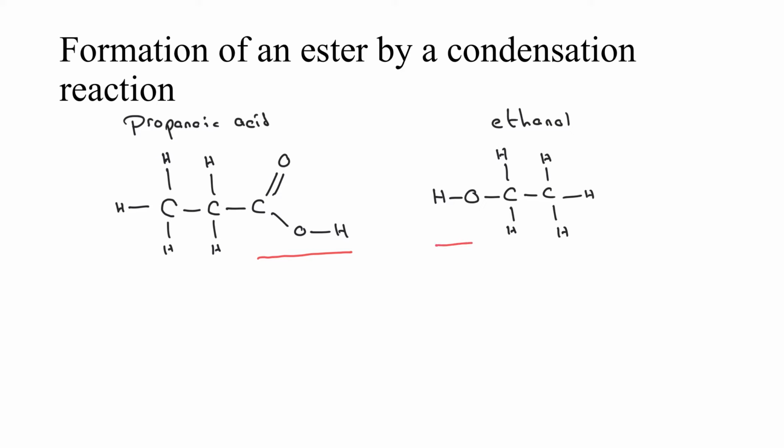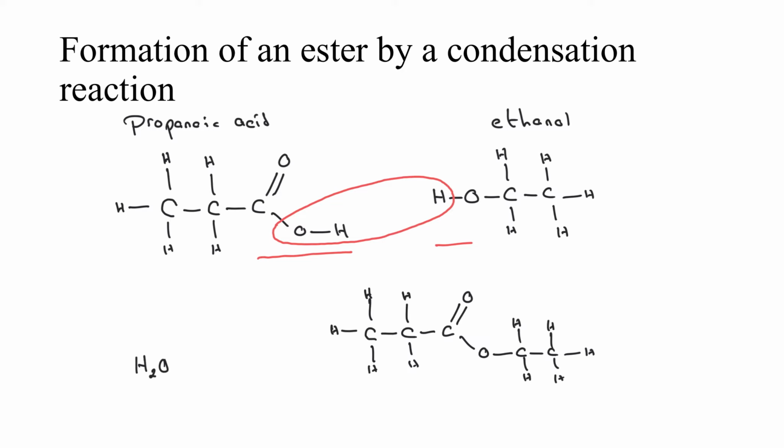Now, when these react to produce an ester, what happens is the OH from the carboxylic acid and the H from the OH of the alcohol will react, and that's where your water comes from. So first product, we can put H2O down here. I'll just draw the ester for you. So there's the displayed formula of our ester.